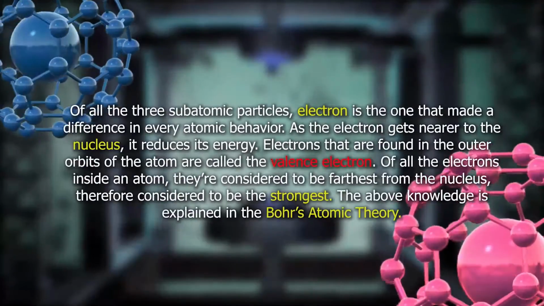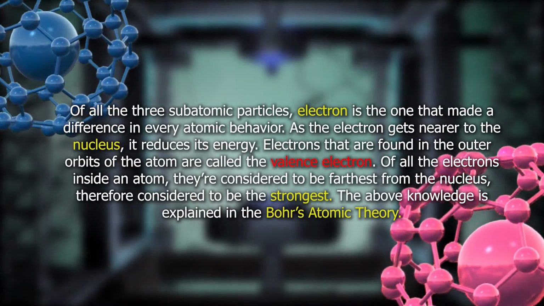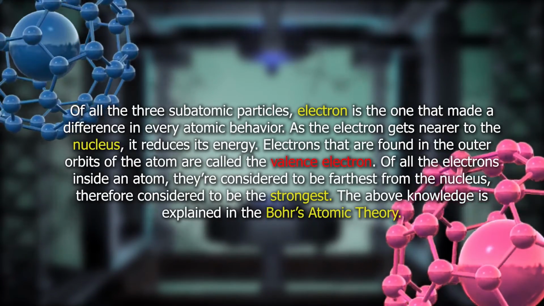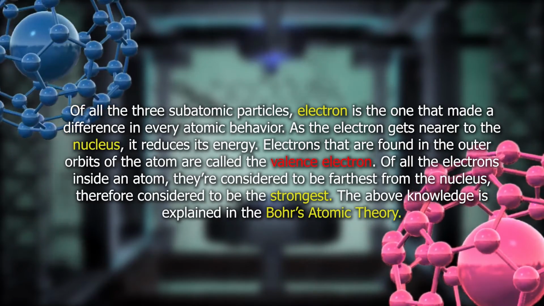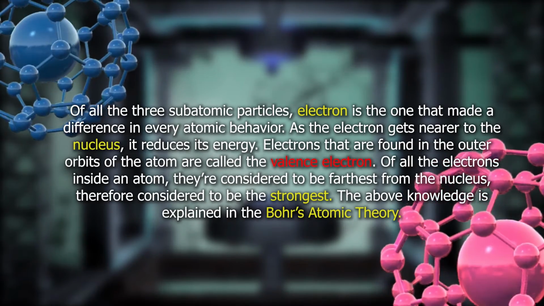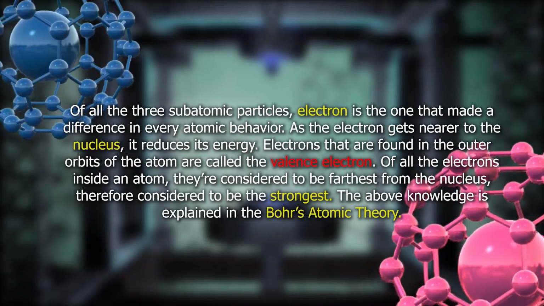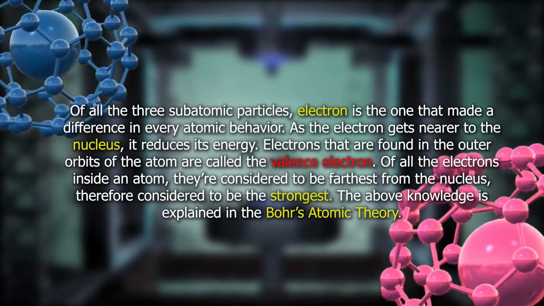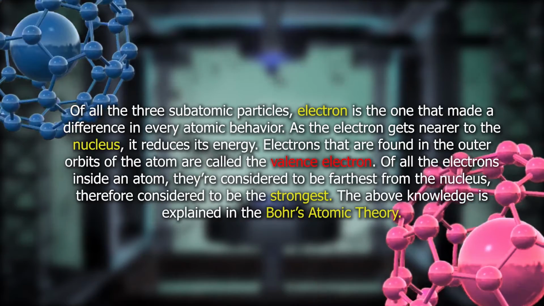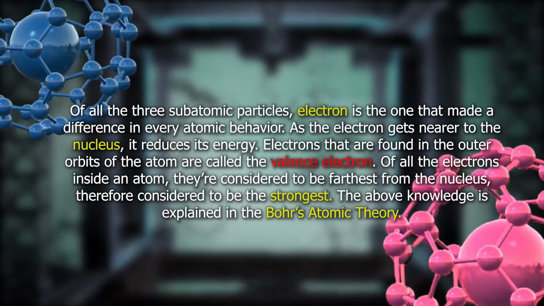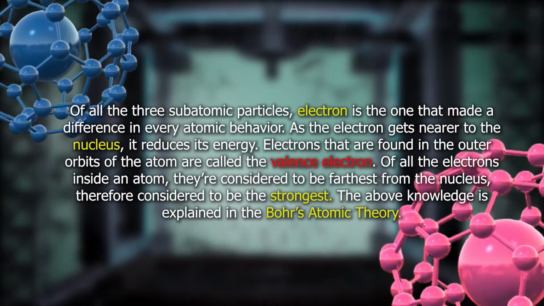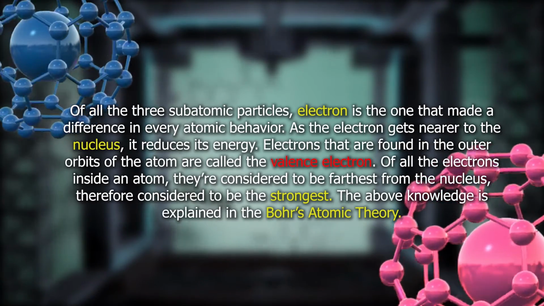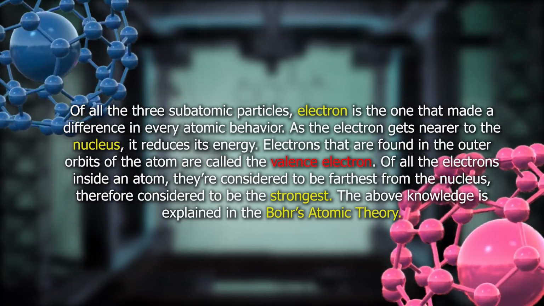Of all the three subatomic particles, the electron is the one that made a difference in every atomic behavior. As the electron gets nearer to the nucleus, it reduces its energy. Electrons that are found in the outer orbits of the atom are called the valence electrons. Of all the electrons inside an atom, they're considered to be the farthest from the nucleus, therefore considered to be the strongest. The above knowledge is explained in Bohr's atomic theory.